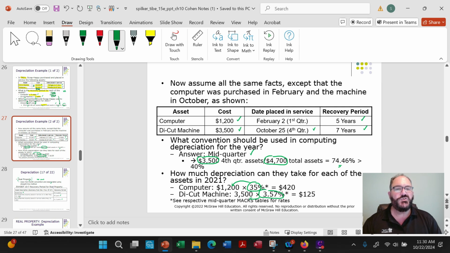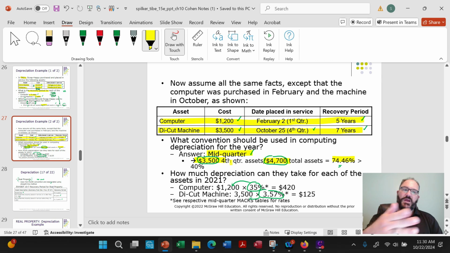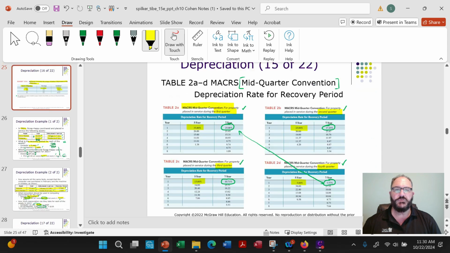Now it says assume all the same facts, but notice what they did. They flip-flopped the items. Now we bought the computer first, and then we bought the die cut machine back in the fourth quarter. Okay? So now we have to use mid-quarter. Why? You take 3,500 divided by 4,700, you're at 74%. So now you have to look at those separate charts. Okay? So you go back and you're like, okay, the computer was 5 years, and you wind up with 35%.